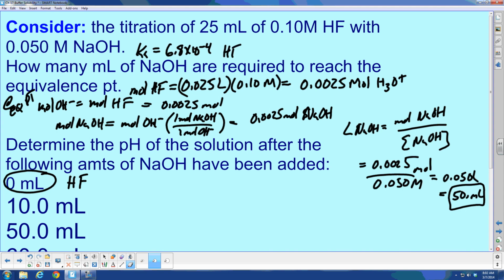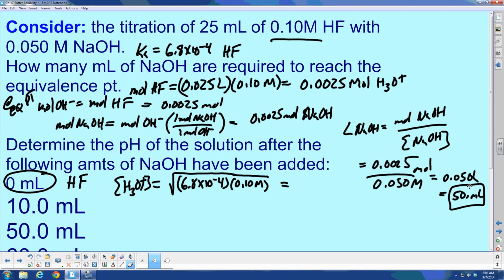And that is the Ka for HF. So my hydronium concentration is equal to the square root of 6.8 times 10 to the minus 4th times my initial concentration, 0.10 molar, and I get a beautiful number.